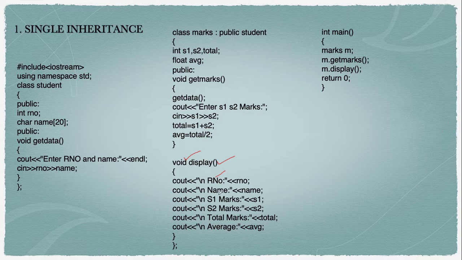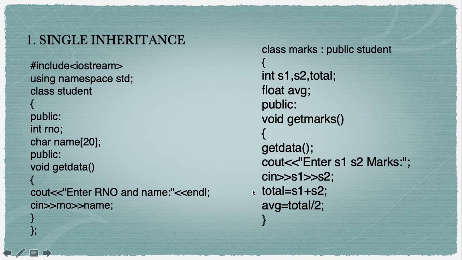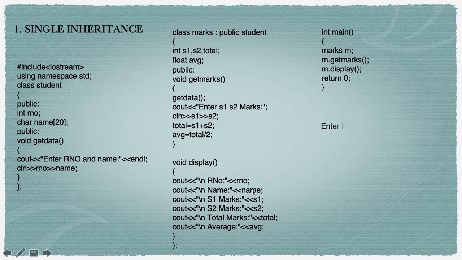But just observe this: the roll number and the names are from the base class, and the rest of the variables we are getting from the derived class. That means the roll number and name variables we are accessing from the student class, directly from student to marks.